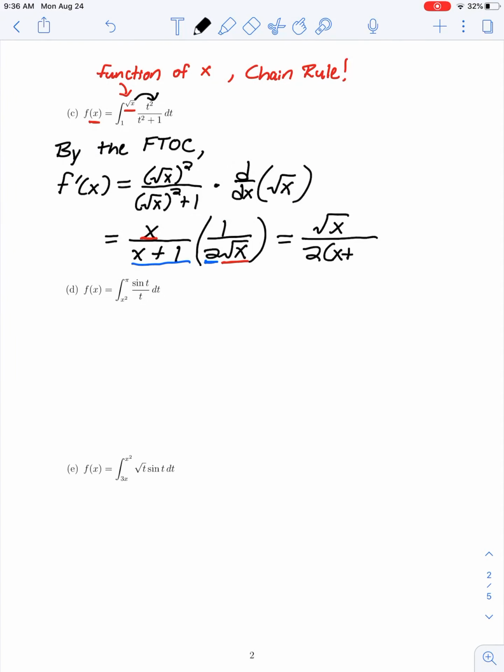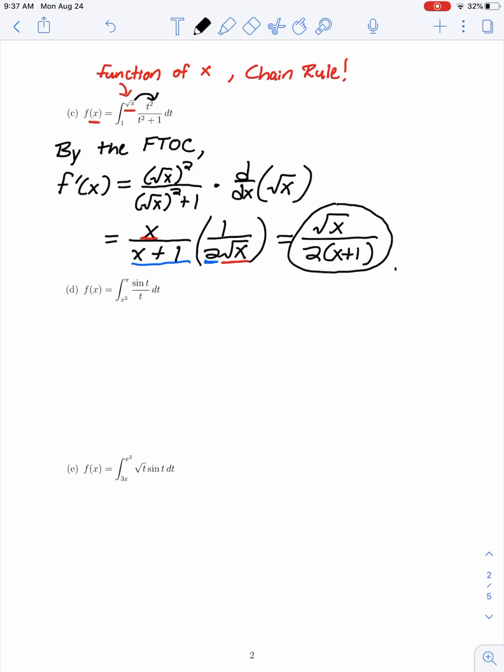So I can write that as 2 times my x plus 1, or if you prefer to distribute, you could say 2x plus 2 for your denominator. So we've got the following for our derivative. So if one of our limits of integration in that integral defined function is not just x, but a function of x, then we have to remember to use the chain rule when we're taking our derivative. So let's look at another one, sort of similar.